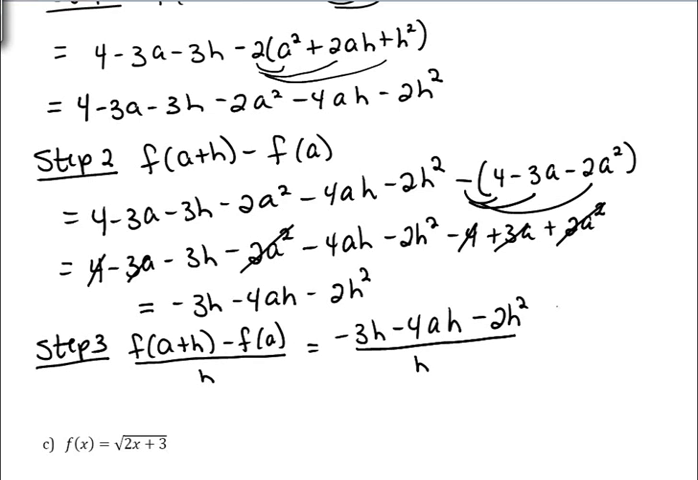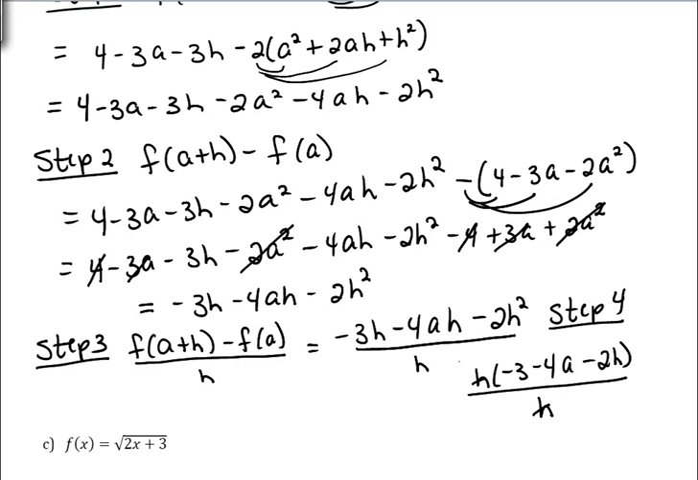Step 4 is to simplify this. And so we can factor an h out of our numerator. And when we factor the h out, we'll be left with negative 3 minus 4a minus 2h. And then once you do that, you can cancel these h's. So our final answer is negative 3 minus 4a minus 2h.